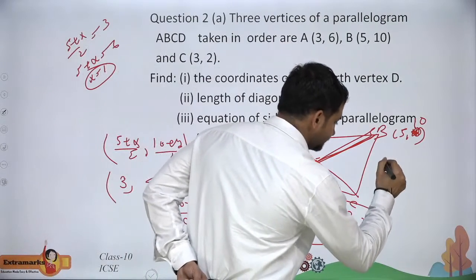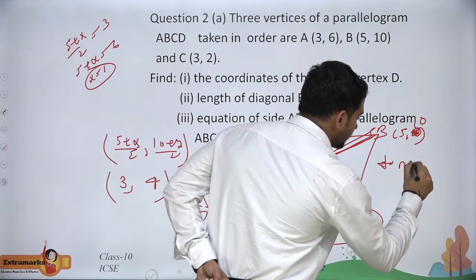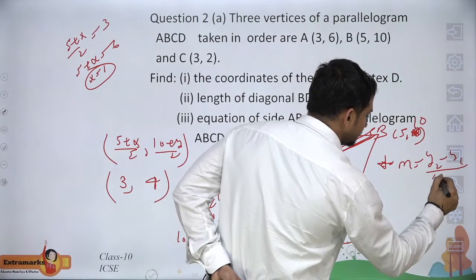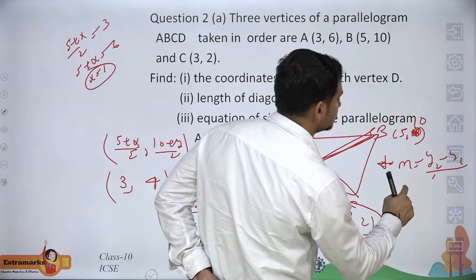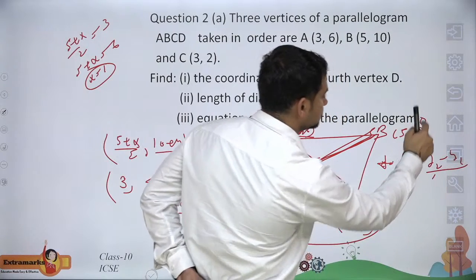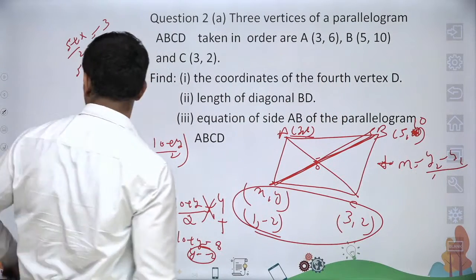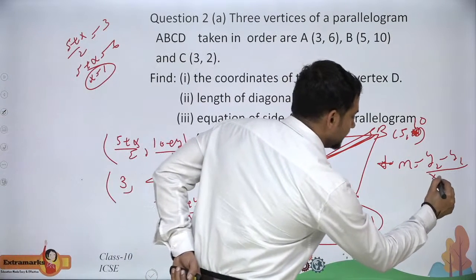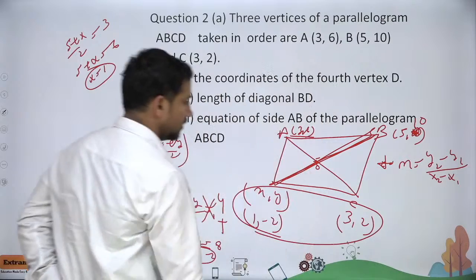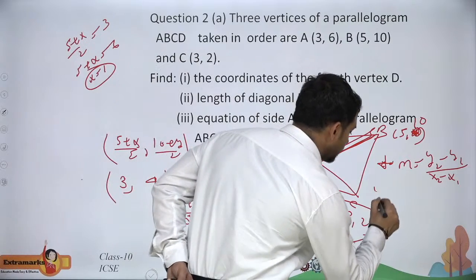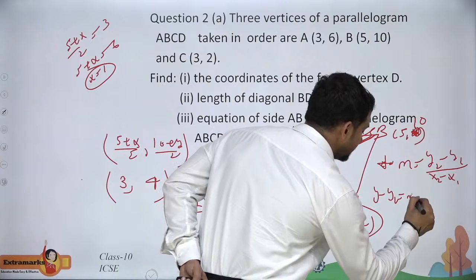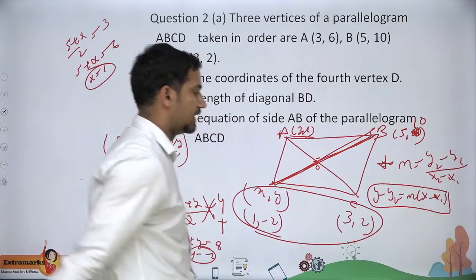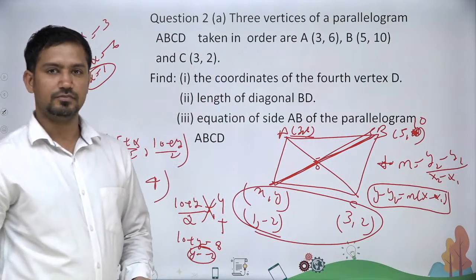We have to find the m, and what is m? M is equal to y2 minus y1 upon x2 minus x1. We know that m is equal to y2 minus y1 and x2 minus x1. Okay, so from this we know m, and what is the equation? y minus y1 is equal to m times x minus x1. Okay, so this is our equation. Then we have to put in values and find the answer.